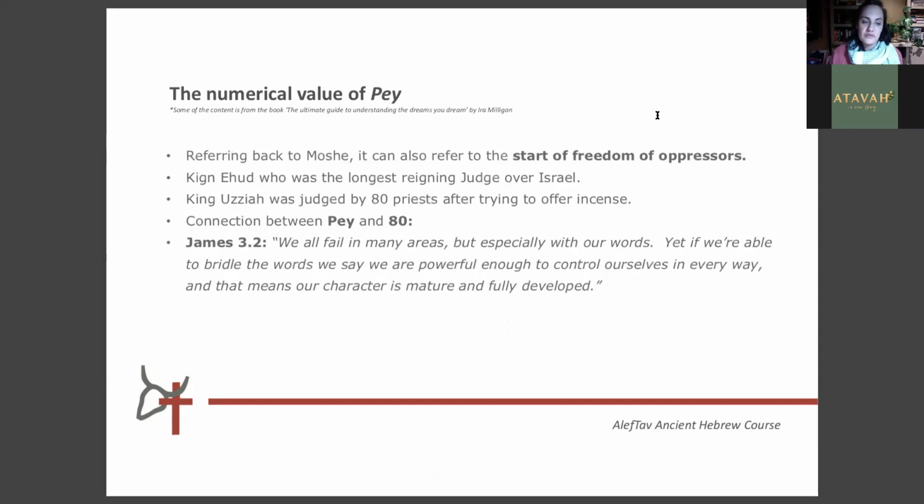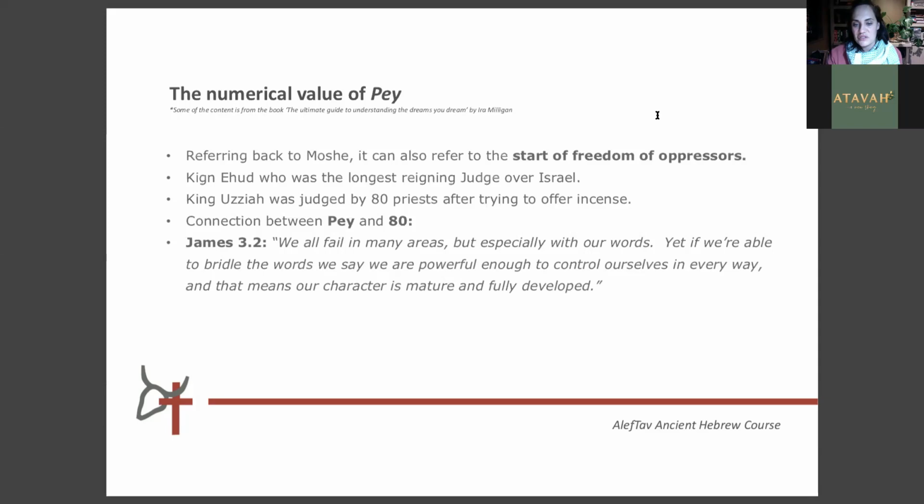So this was a beautiful scripture that connects the two for me, is James 3 verse 2, which says, "We all fail in many areas, but especially with our words. Yet, if we are able to bridle the words we say, we are powerful enough to control ourselves in every way. And that means our character is mature and fully developed." And I think when you become mature, you are ready to harvest. So you will be accepted. It will be accepted by Abba.